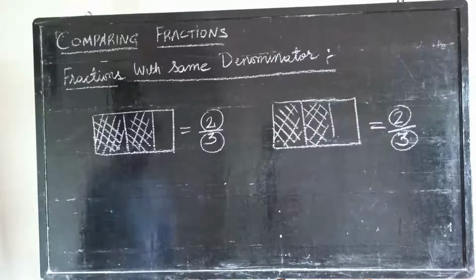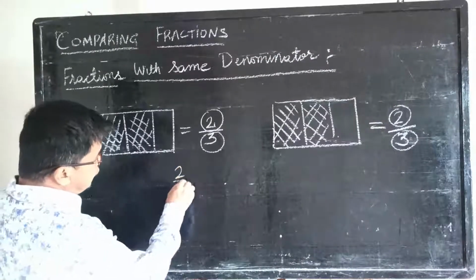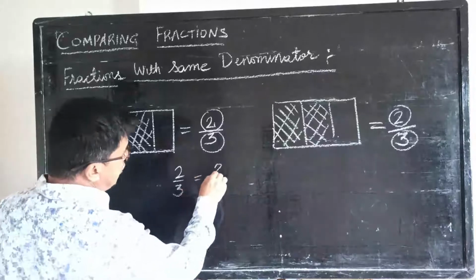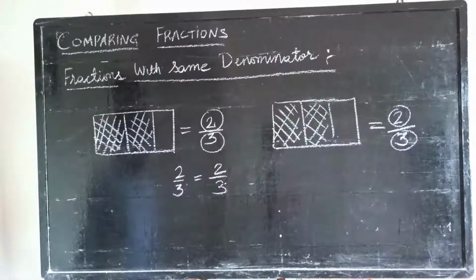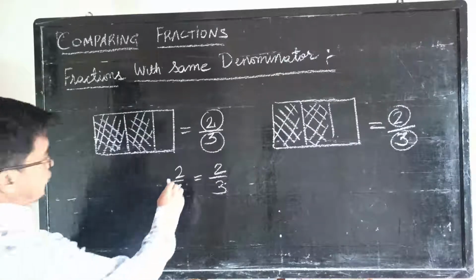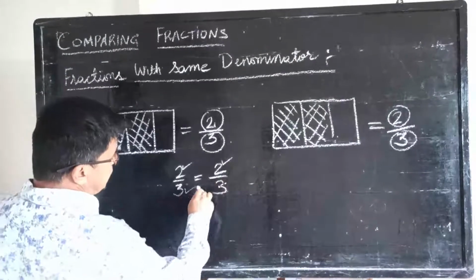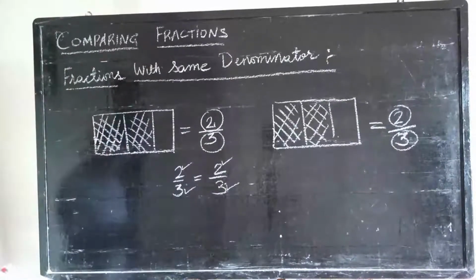So when the numerator 2, 2 and the denominator 3, 3 are same, they are called equal fractions. So 2 upon 3 is equal to 2 upon 3. So the fractions are equal when the numerator and the denominator are same.